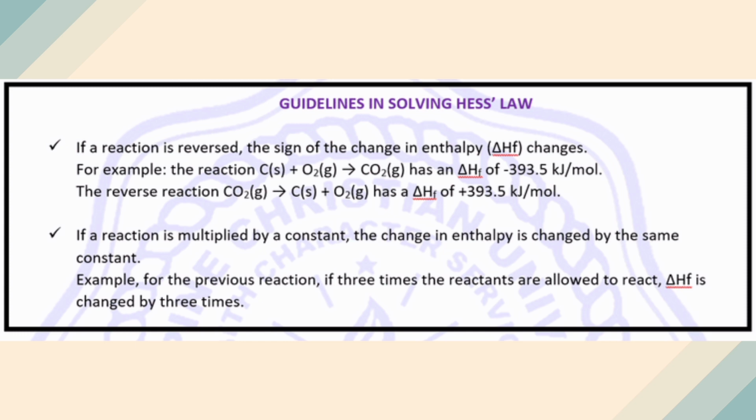And if a reaction is multiplied by a constant, the change in enthalpy is changed by the same constant. So for example, if you have to multiply all the reactants and the products by 3, the enthalpy change will also be multiplied by 3. If you have to make it half, we have to divide it by 2.